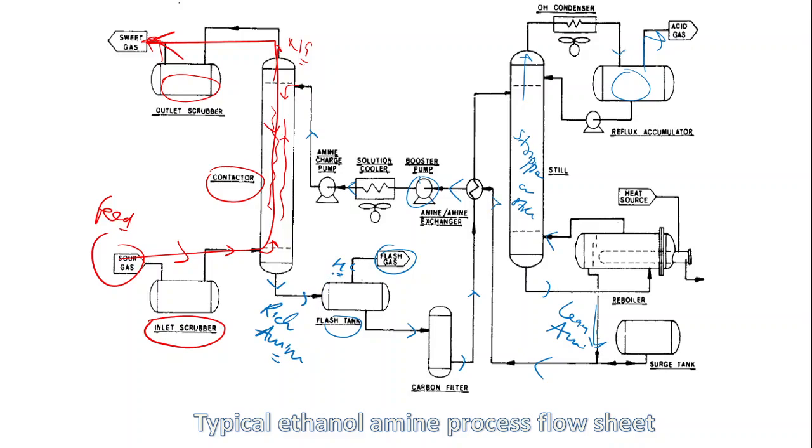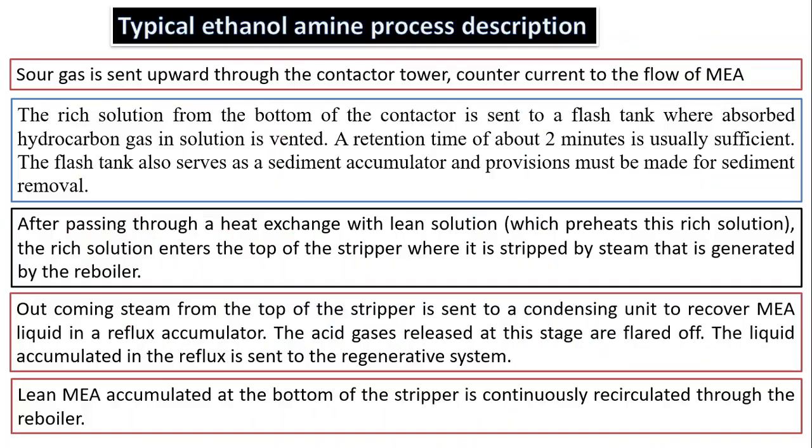So this is a typical simple absorption process of the ethanolamine used for the desulfurization or the sweetening of natural gas. This is the explanation that we have discussed. These are the process descriptions of all these steps that we have discussed till now.